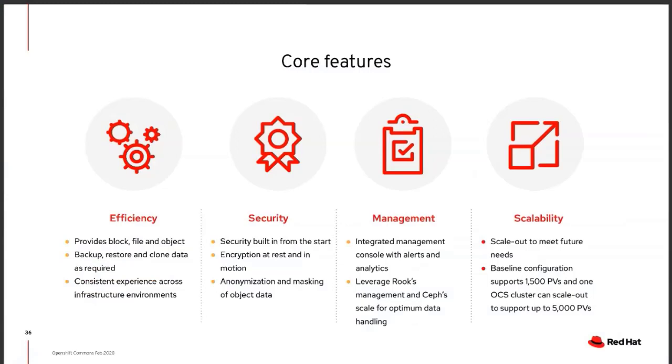Anonymization and masking of object data, that's what we do with Noobaa, with the chunking, compressing, encrypting, and deduping. So that's actually masking of data, so that the data is really unusable if you don't have access to the key and to Noobaa. Integrated management. So in OpenShift, you'll get a dashboard where you can see what's happening with your storage, how you're doing in regards to capacity, performance, and so on. Everything is visible there.